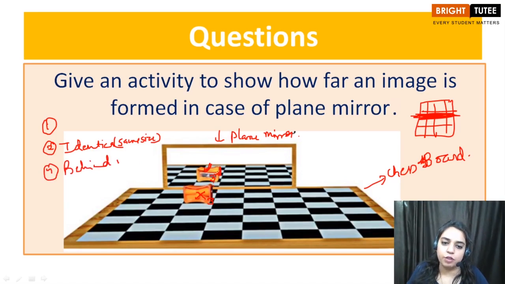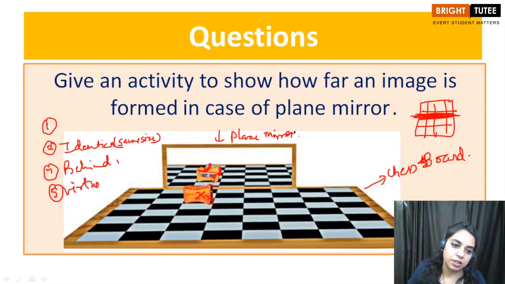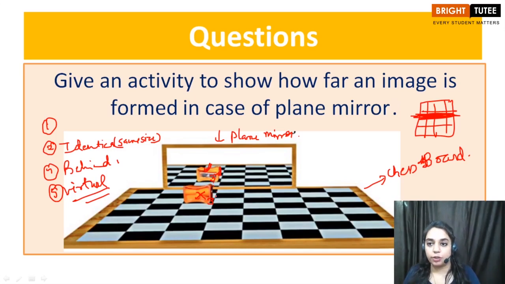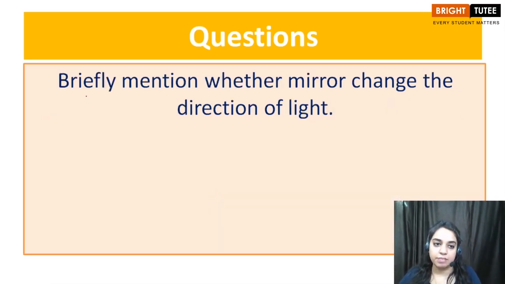And children, if we try to observe this image on a screen by placing a piece of paper, we won't be able to observe it on the paper. So the nature of the image formed is virtual and erect. Also if we try to place some other object, you will observe that the nature of the image remains the same, that is, it is always identical, it is behind the mirror, it is virtual and erect. Okay, and the image is always formed as far behind the mirror as the object is in front of it. Okay, children. So let's move to the next question.